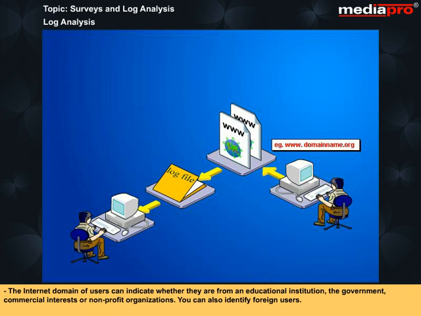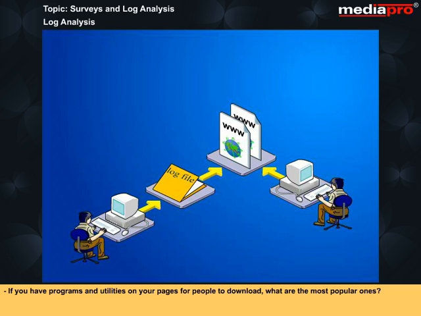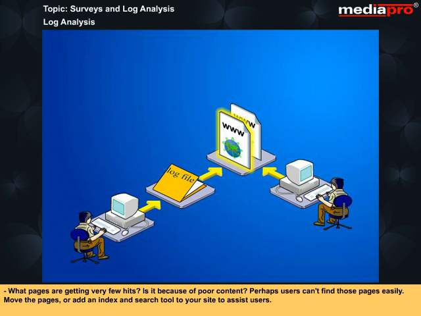The internet domain of users can indicate whether they are from an educational institution, the government, commercial interests, or non-profit organizations. You can also identify foreign users. If you have programs and utilities on your pages for people to download, what are the most popular ones? What pages are getting very few hits? Is it because of poor content? Perhaps users can't find those pages easily. Move the pages or add an index and search tool to your site to assist users.